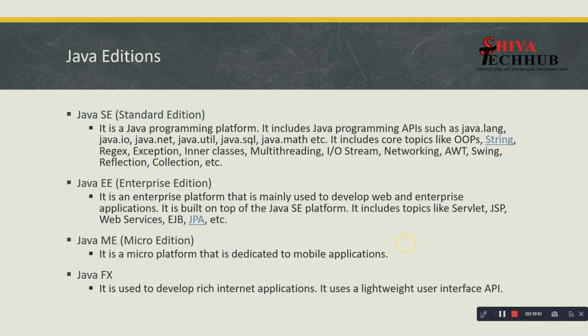And when it comes to Micro Edition, it is a micro platform dedicated to micro applications with fewer features and lower resolutions. If you want to create any mobile applications, we can use Micro Edition. And JavaFX is nothing but a lightweight user interface API. It is used to develop rich internet applications. So these are the various editions.